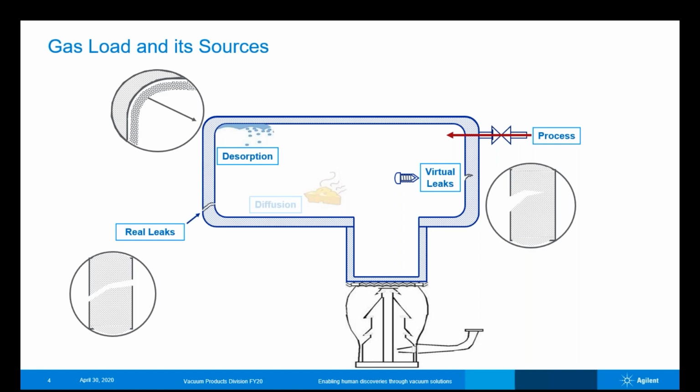Diffusion, a little bit less of a factor, I guess, because that typically comes in at pressures below 10 to the minus 4, 10 to the minus 5 torr, something in that range. And a lot of industrial processes have it at pressures closer to atmosphere than that. So for a lot of our customers, diffusion is less of a concern. And we're really looking at real and virtual leaks, desorption, and our process gas as being the obstacles we need to overcome.